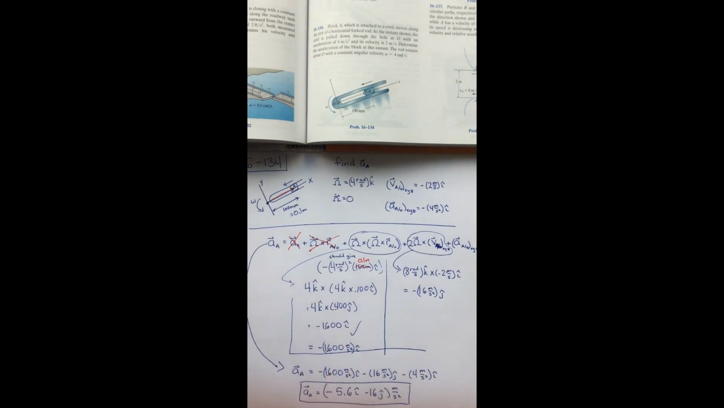Okay, so that concludes problem 134. We used the same equation as we saw in the previous problem, and once again, point A is not translating at all, and the angular acceleration of the rotating coordinate system is 0, so the first two terms canceled out.